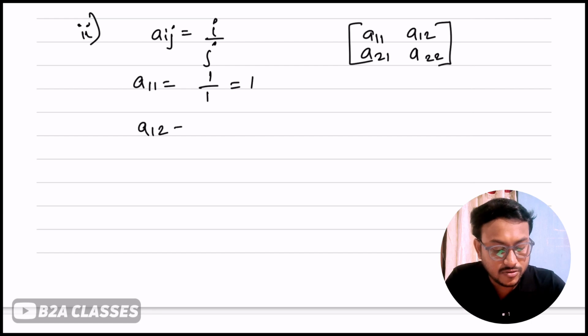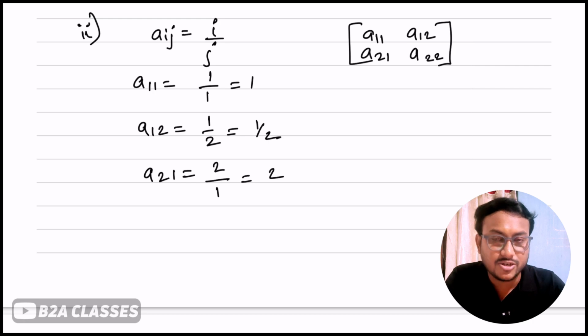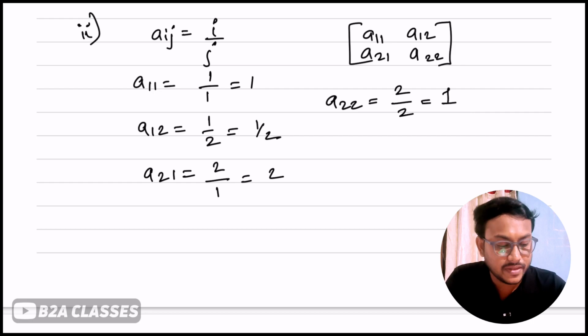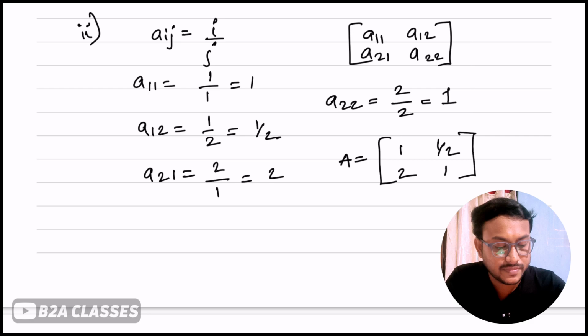Next element is a12. So I is 1 and j is 2. On substituting I will get 1 by 2. Next element is a21. So I is 2, j is 1. On substituting I will get 2. Next element is a22. So basically I is 2, j is 2. On substituting I will get the value 1. So matrix A is basically 1, 1 by 2, 2 and 1. So this is the 2 by 2 matrix that was asked to construct.